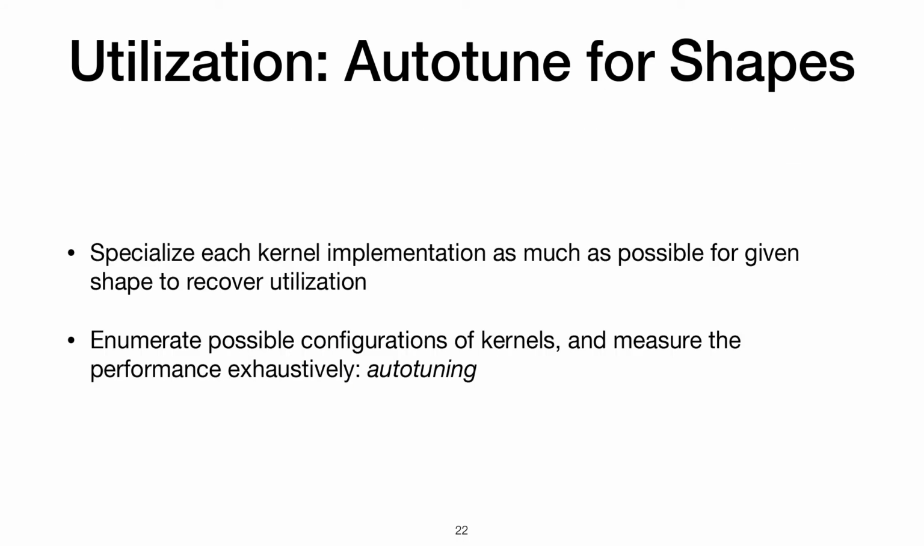Finally, we move to the issue of maintaining high hardware utilization with different shapes. Here, our approach is to specialize each kernel as much as possible to recover or preserve utilization. At a high level, we leverage work in automatic kernel optimization such as Halide or TVM to enumerate possible configurations of kernels, for example, different loop tiling configurations, and measure the performance of each configuration exhaustively.